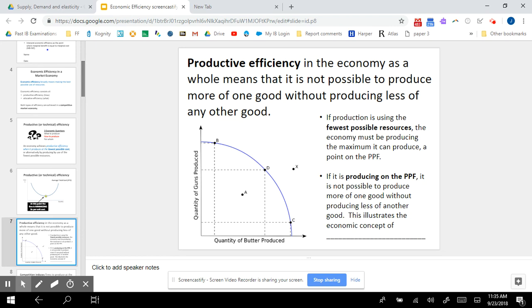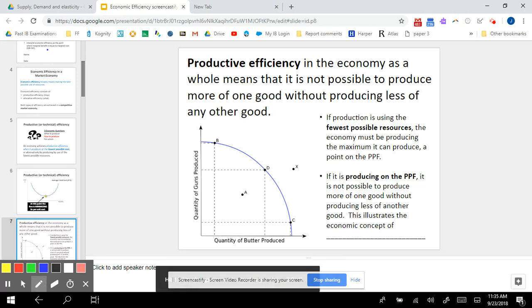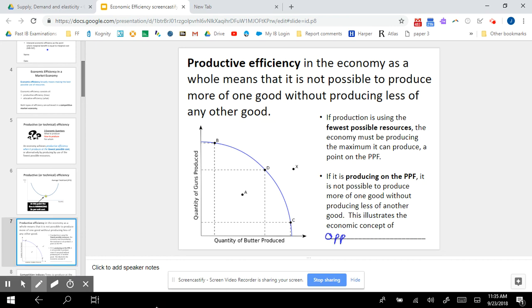Productive efficiency in the economy as a whole means that it's not possible to produce more of one good without producing less of another good. So if production is using the fewest possible resources, the economy must be producing the maximum it can produce. In other words, a point on its production possibility frontier. We know that if we're producing within the production possibility frontier, such as at point A, we're not using all available resources efficiently. If it's producing on the PPF, it is not possible to produce more of one good without producing less of another good. This illustrates the economic concept of opportunity cost.